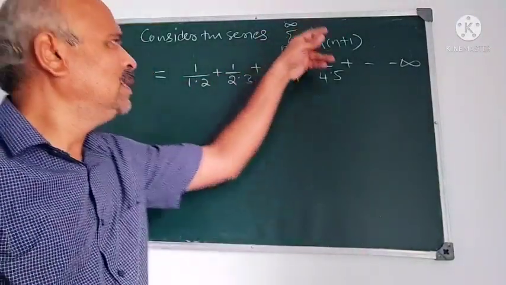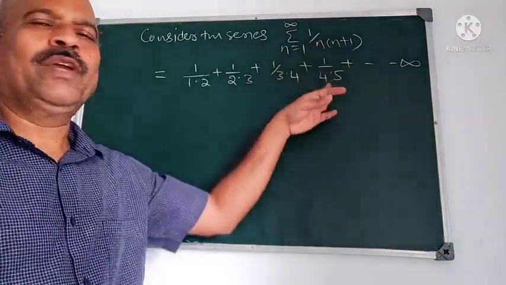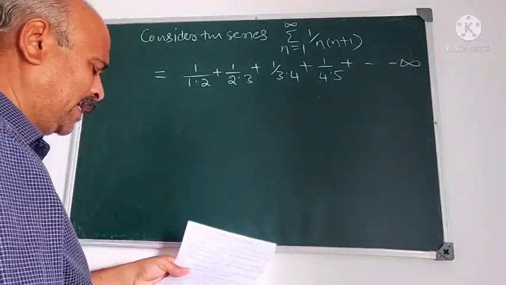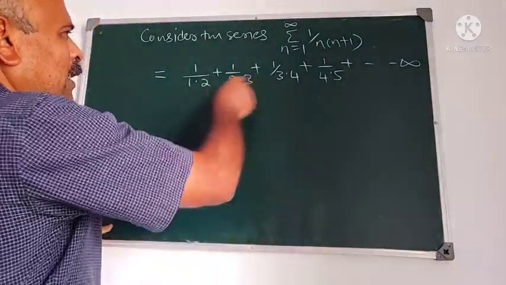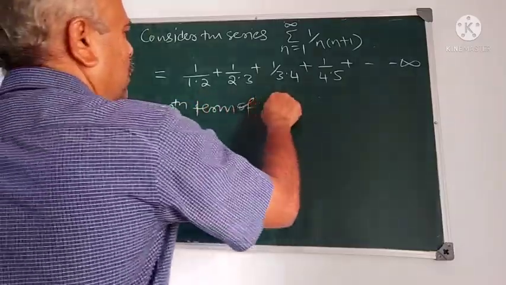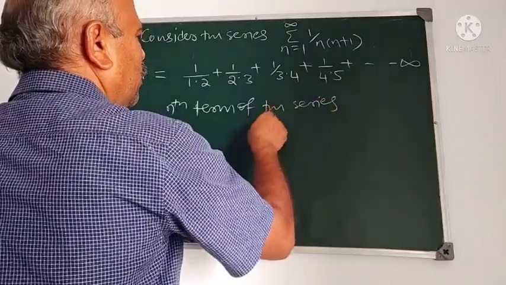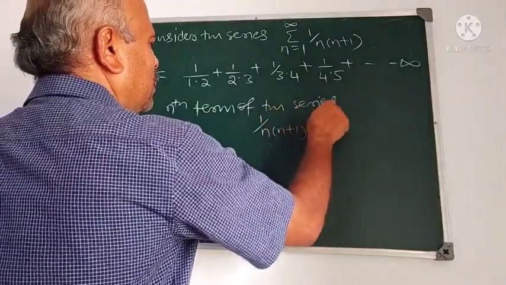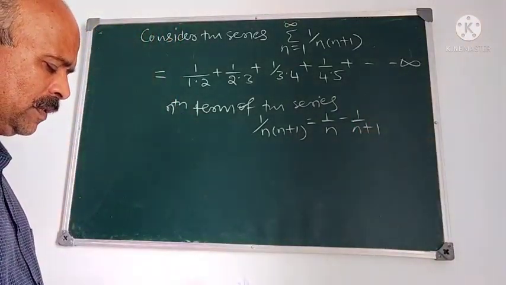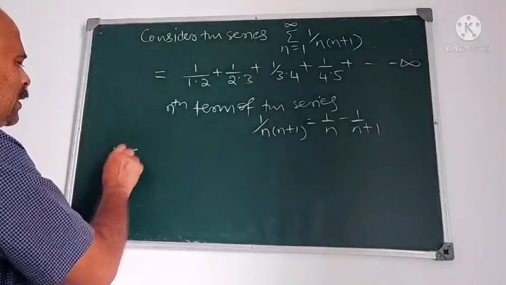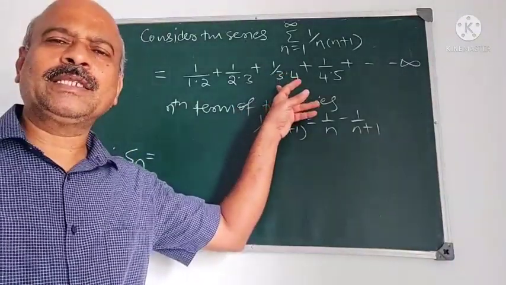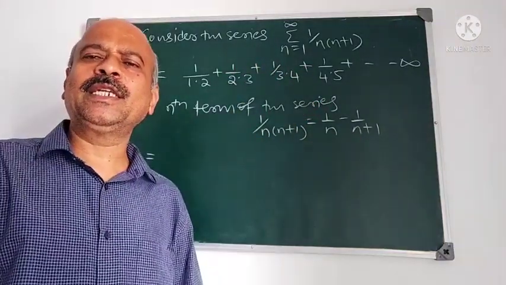Now consider this series. We verify whether it converges or diverges. For that we have to form a sequence of partial sums. What is the nth term? The nth term of the series is 1 upon n into n plus 1. So it is 1 upon n minus 1 upon n plus 1 by partial fractions. Therefore Sn. When do you say that the series converges? If the sequence of partial sums converges, we say that the series converges.